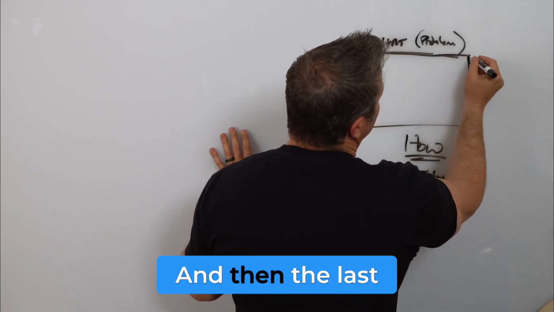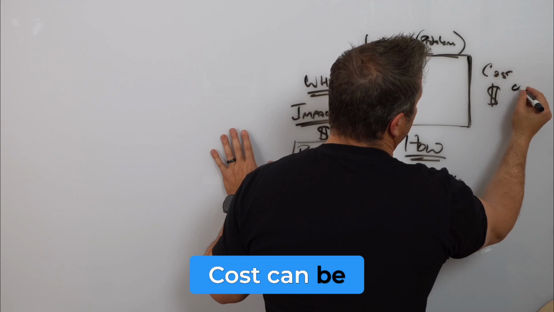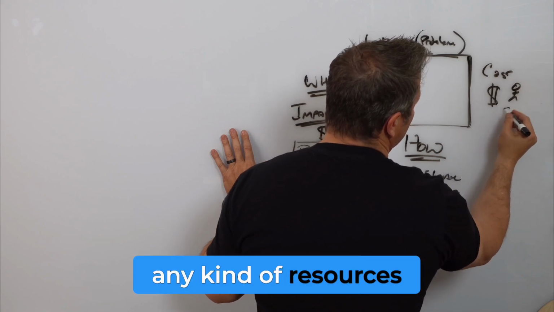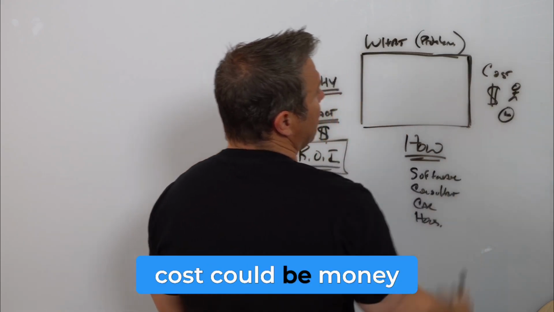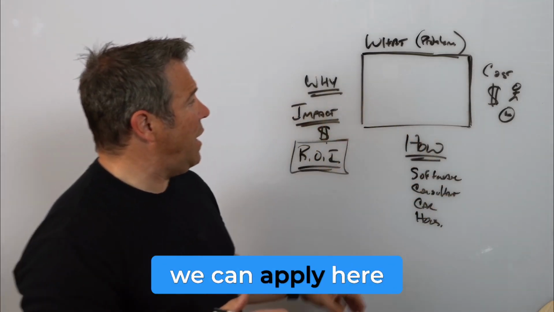And then the last piece I want to understand is cost. Cost can be any kind of resources. Cost can be time, cost can be money, cost could be people. There are a number of different resources that we can apply here on this side.